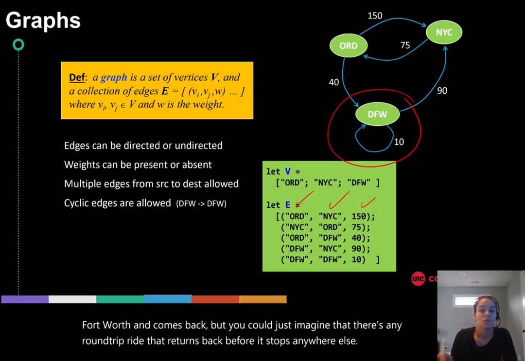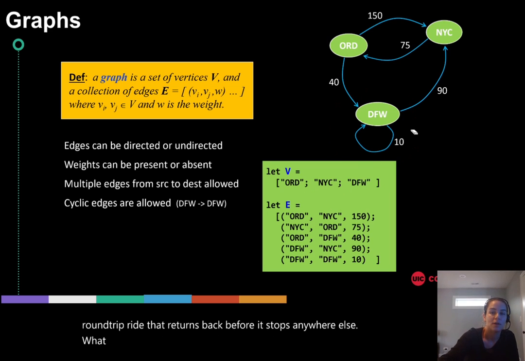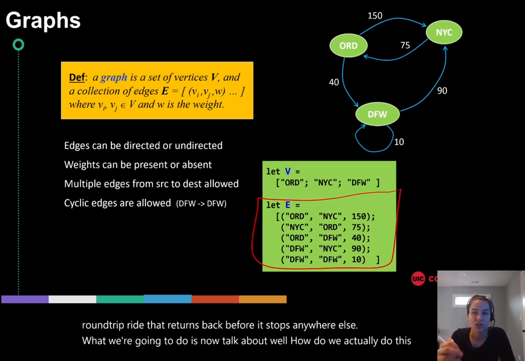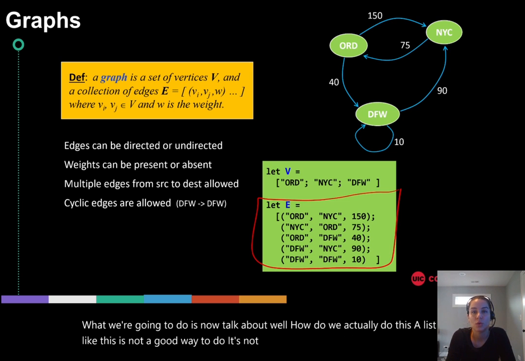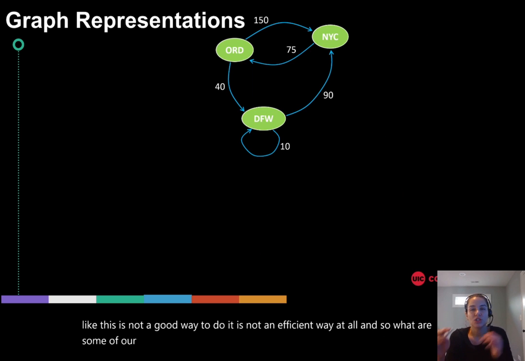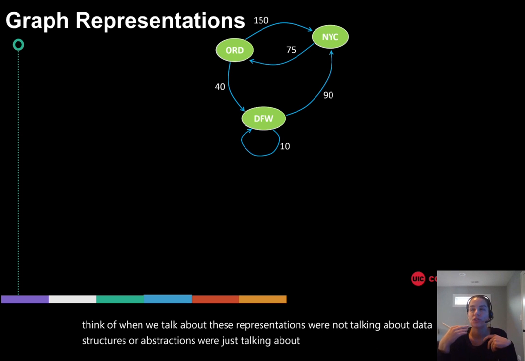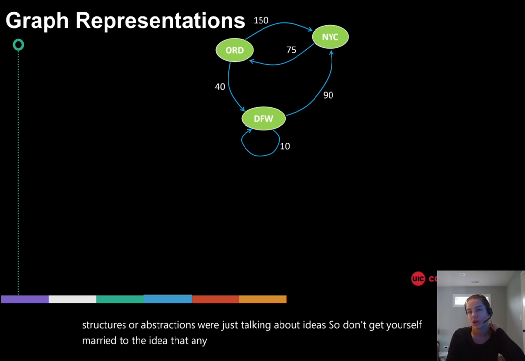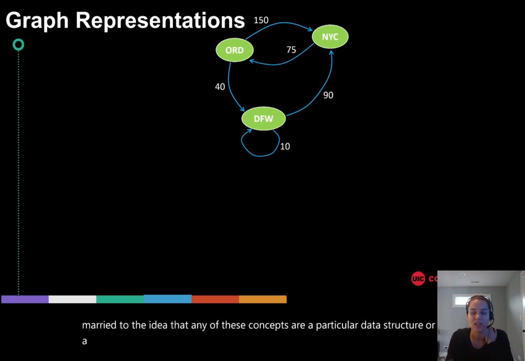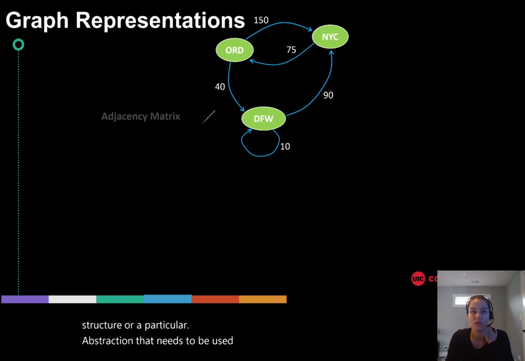And what we're going to do now is talk about how we actually do this. A list like this is not a good way to do it. It's not an efficient way at all. So what are some of our options? There are really two different representations that we can think of. When we talk about these representations, we're not talking about data structures or abstractions. We're just talking about ideas. So don't get yourself married to the idea that any of these concepts are a particular data structure or a particular abstraction that needs to be used. There might be various ways to do that.